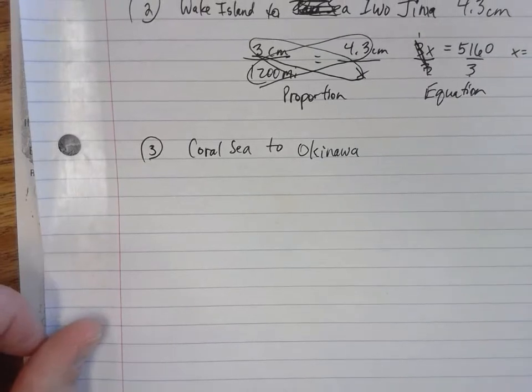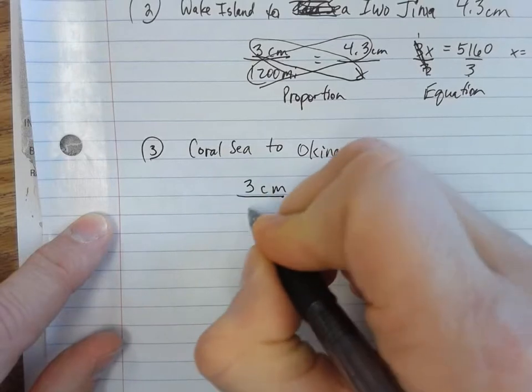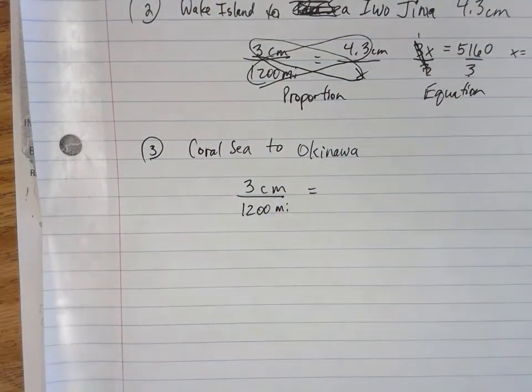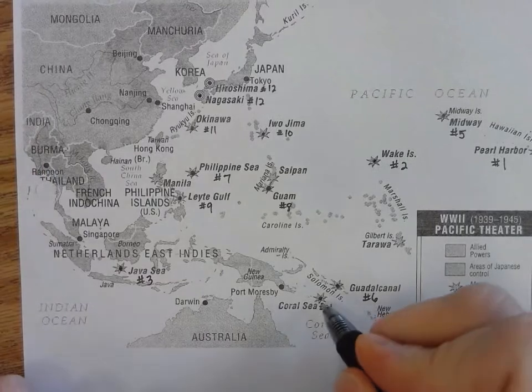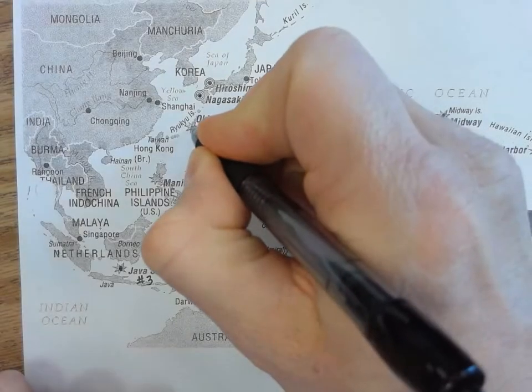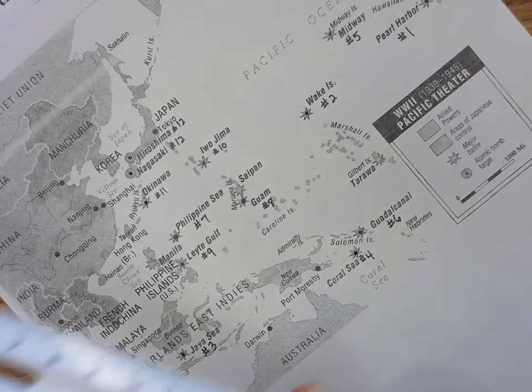Again, I'm going to start out by writing down my scale. That's 3 centimeters is 1,200 miles. You always want to write that ratio down first: 3 centimeters over 1,200 miles. And let's see how far apart they are. Coral Sea is right here, and you're going to go to the middle of that battle dot to the middle of the one over here at Okinawa at number 11. I'm just going to turn my paper a little bit so you guys can see that better.